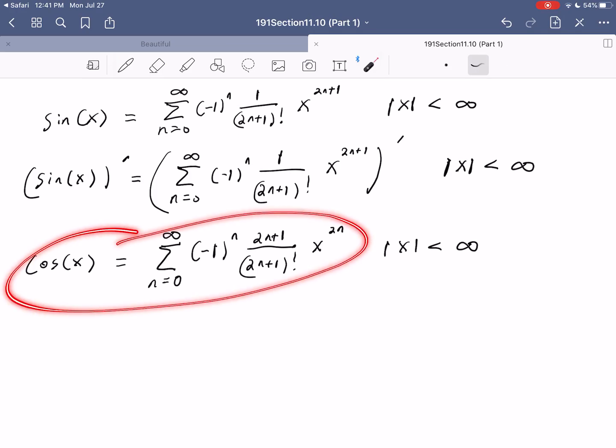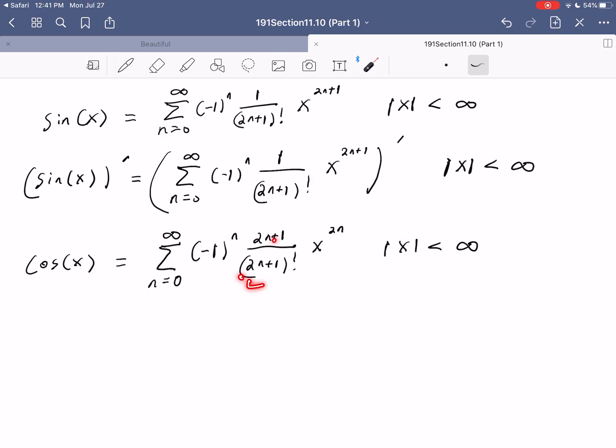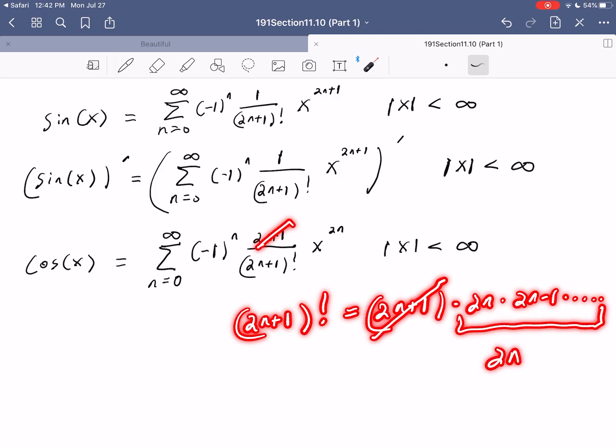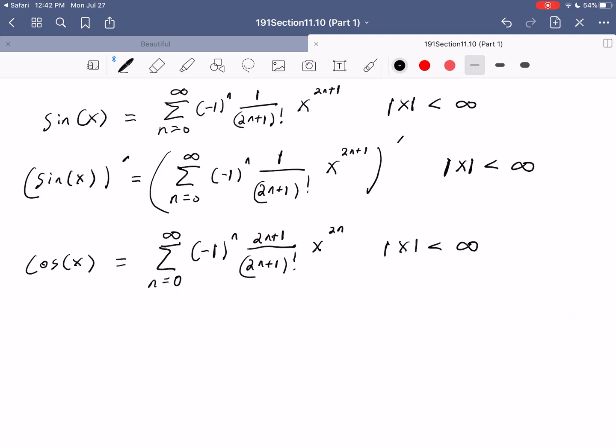Okay, anything we can do to simplify this? Well, let's think about this 2n plus 1 over 2n plus 1 factorial. Keep in mind 2n plus 1 factorial is equal to 2n plus 1 times 2n times 2n minus 1 and so on. If we cancel that with that, we'll have all of this stuff, which is 2n factorial. So we get that cosine x is the sum from n equals 0 to infinity of minus 1 to the n, we cancel that out, 1 over 2n factorial, x to the 2n, with absolute value of x less than infinity.